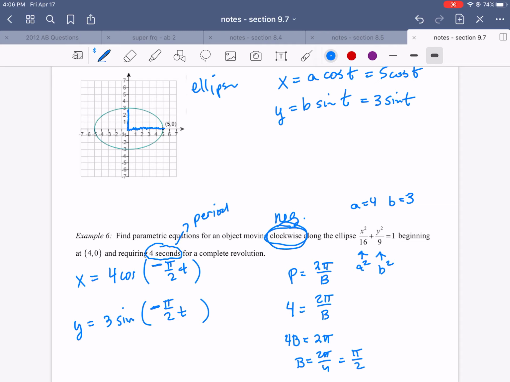All right, that's going to do it for section 9.7, and that's going to do it for plane trigonometry. You've got one test and your final exam left, and then the semester will be over. You guys let me know if you have any questions on these notes.